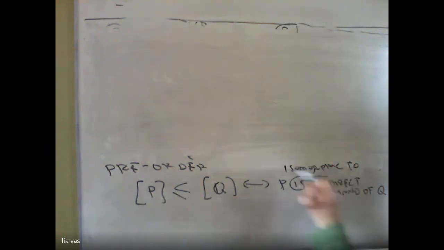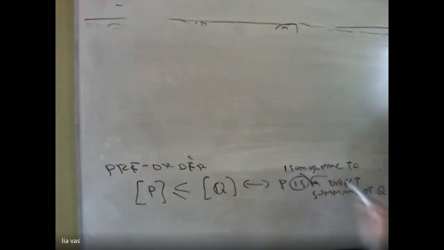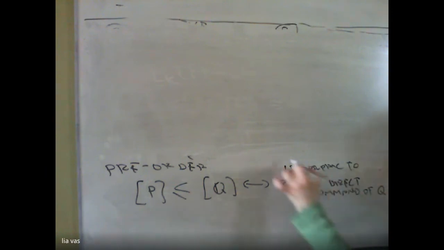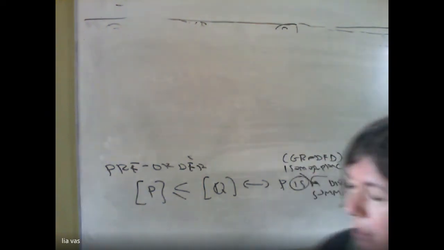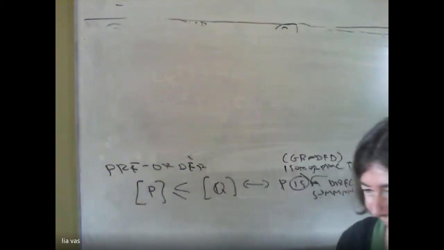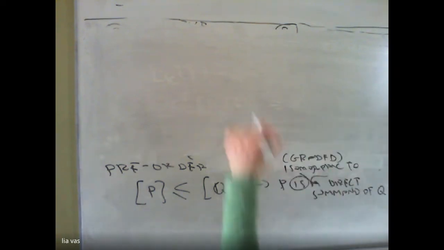So if it is the non-graded version, I'm just thinking isomorphic to, and if it is the graded version, then I'm thinking graded isomorphic to, right? And then you're fine in both worlds. So there is a very special element.